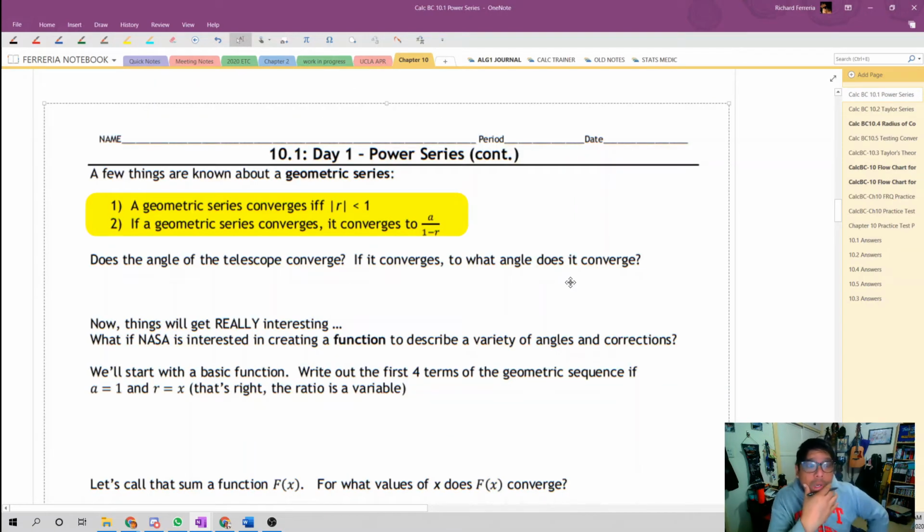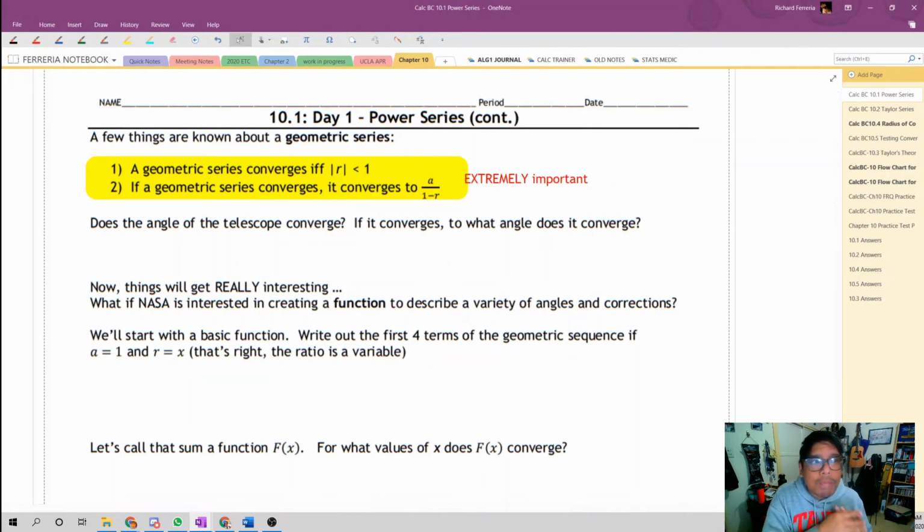Now, I don't know where you're coming from with your pre-calculus and your Algebra 2 skills, but this part is actually from the Algebra 2 curriculum here, where I teach. But the geometric series is only going to converge if the absolute value of r is less than 1. If the geometric series has an absolute value of r that's not less than 1, so greater than or equal to 1, then the series is going to diverge. Also, if the geometric series does converge, we know that it's going to converge to a over 1 minus r.